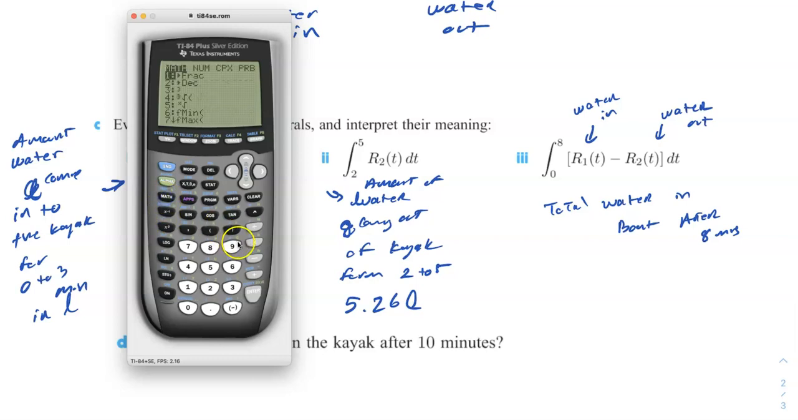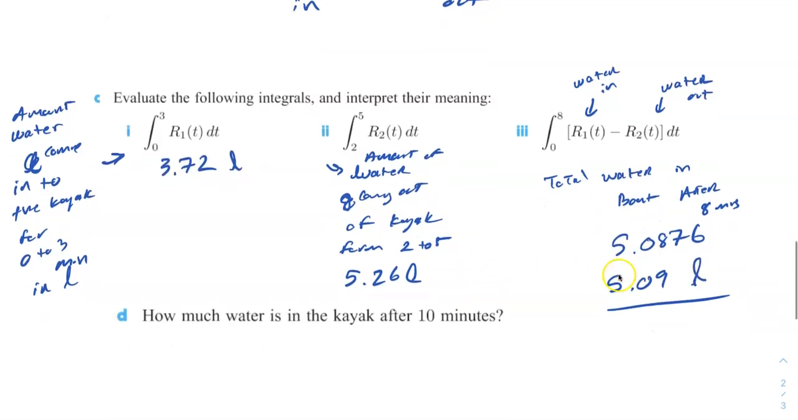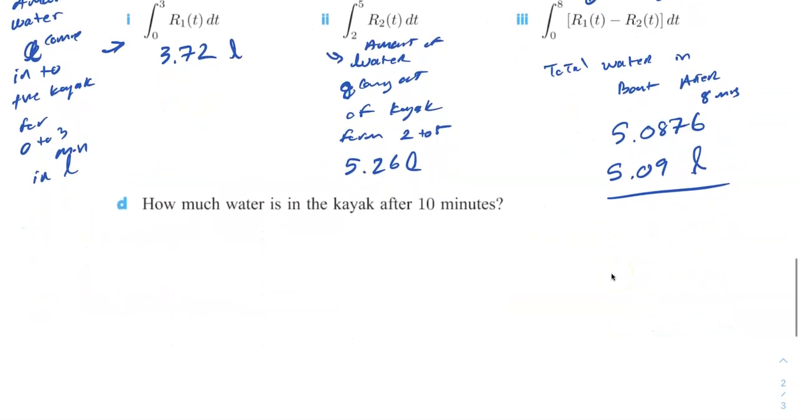So math 9, I'm going to go from 0 to 8 of y1 minus y2. So alpha F4 y1 minus alpha F4 y2. And that's dx, with respect to x. And we get about 5.081. So about 5.09 liters. So that's how much water is in the boat after 8 minutes. So about 5 liters in the boat. I'm not sure how much the kayak could hold, but about 5 liters at 8 minutes.